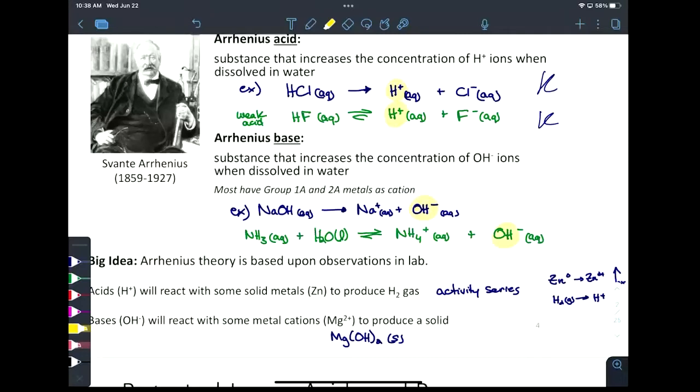But something that's a little less obvious is ammonia. Do you remember in 1210 when we asked you to memorize the weak bases, we only asked you to memorize 1? Do you remember that? And which one was that? It was ammonia.